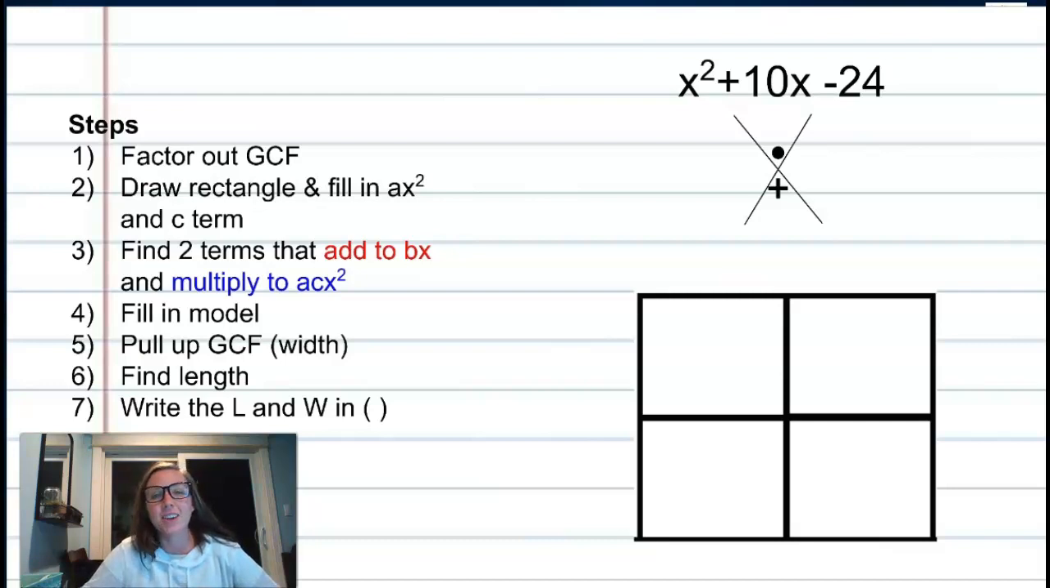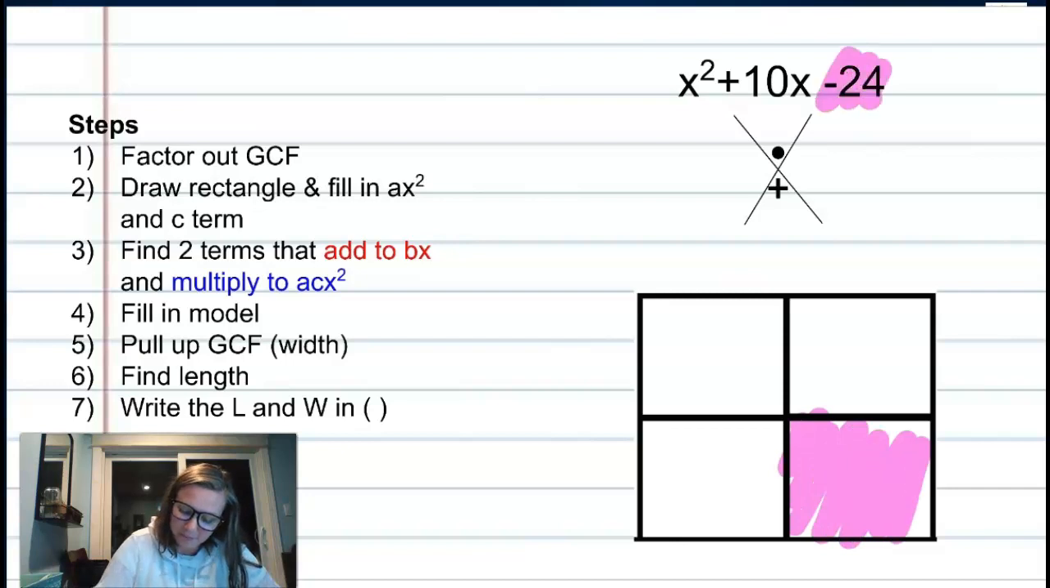All right, so we're going to look for a GCF. There is none, right? No factor, no GCF, because that is a 1. We're going to go ahead and fill it in. That's going there. It's going there. And then let's see. These two, we don't know yet. So then that's going to be x squared and negative 24.